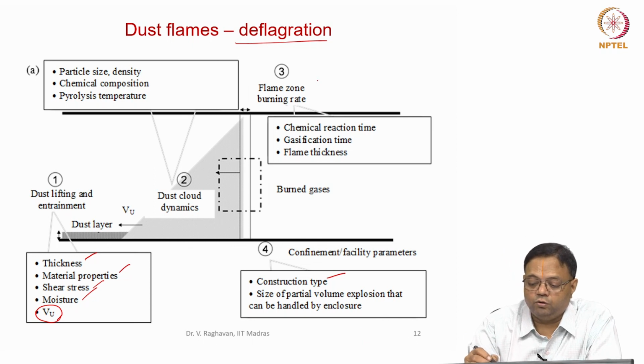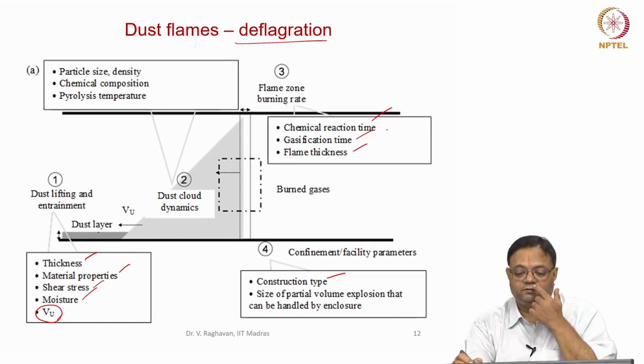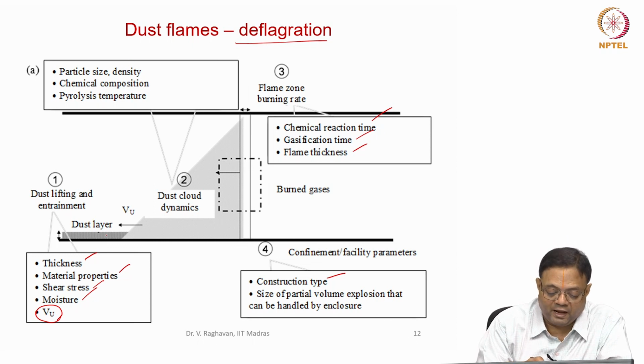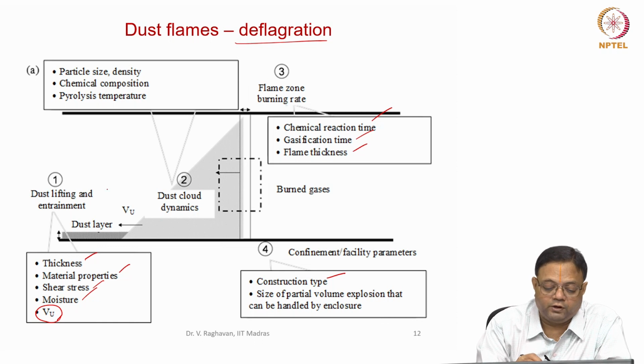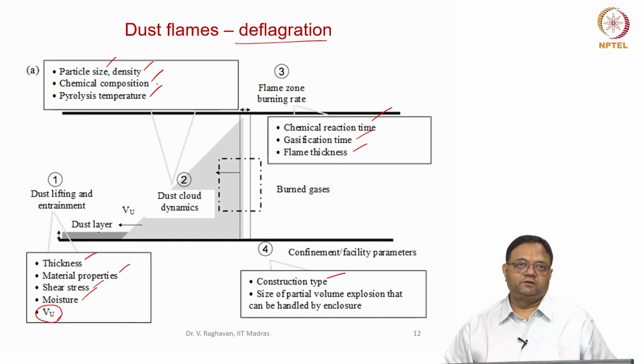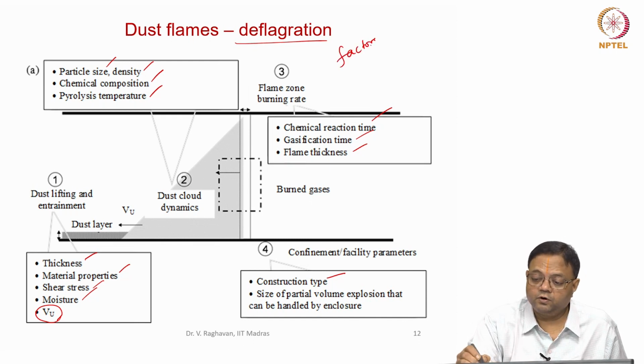Then if you come to the flame zone, basically the chemical reaction time, gasification or the pyrolysis time, and the flame thickness are the factors. Now, when the particles are formed due to the entrainment of the dust layer into the gas, the particle size will affect the cloud formation, density, chemical composition, and pyrolysis temperature, because pyrolysis is the main thing. So, this chart gives the factors affecting the dust combustion.